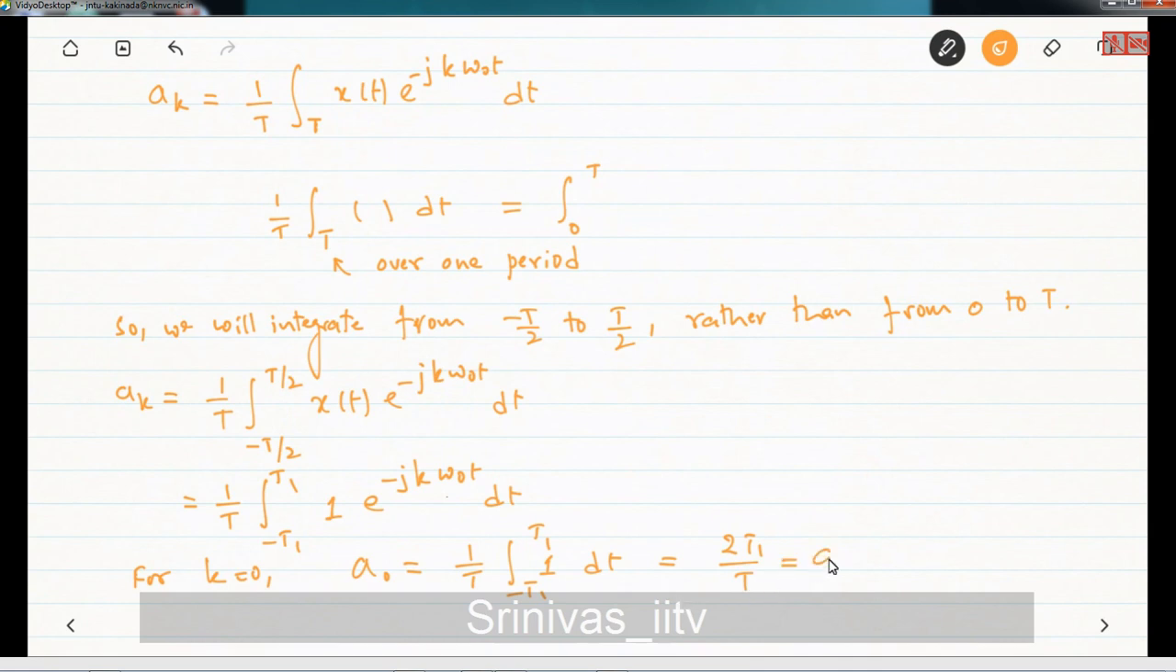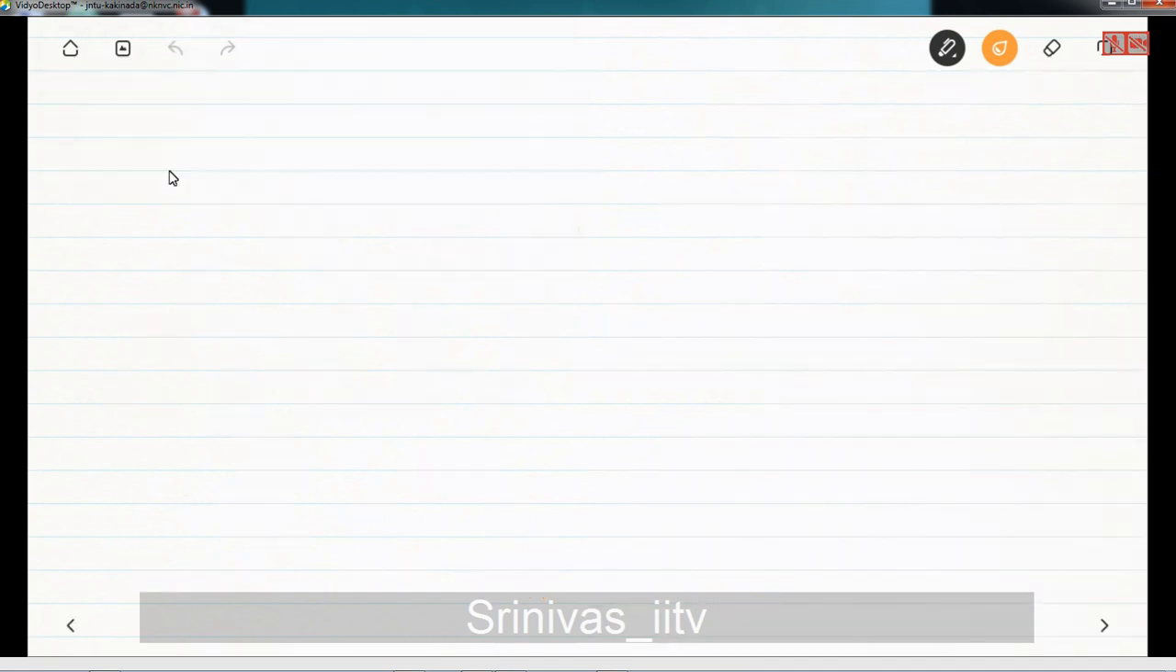Okay. So this is equal to our A0. Let's keep it aside. So this is a simple integral. And then for k not equal to 0, what do we have? We have A_k equal to 1 by T, integral from minus t1 to plus t1 of e power minus j k omega naught t dt, multiplied by 1.